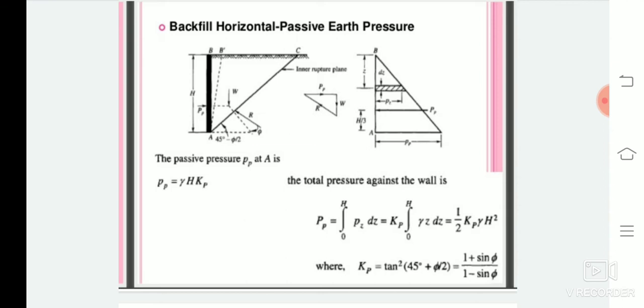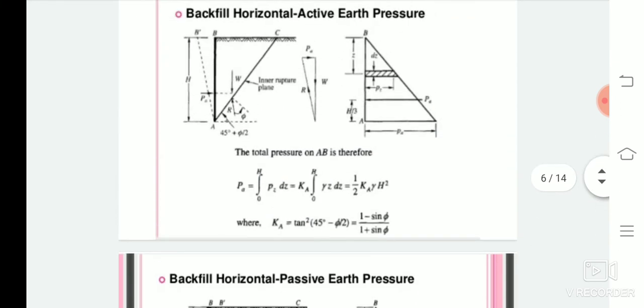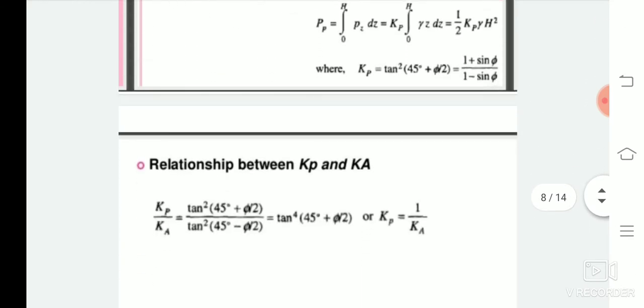Hence the total pressure acting on the wall can be given by the equation Pp, the total passive earth pressure, equal to the integration from 0 to h of Pz dz, where Pz is given by Kp gamma z, and by integrating we get half of Kp gamma h square. So this is the formula for passive earth pressure when the backfill is horizontal, and this is the formula for active earth pressure when the backfill is horizontal. So these are the two cases for a horizontal backfill.